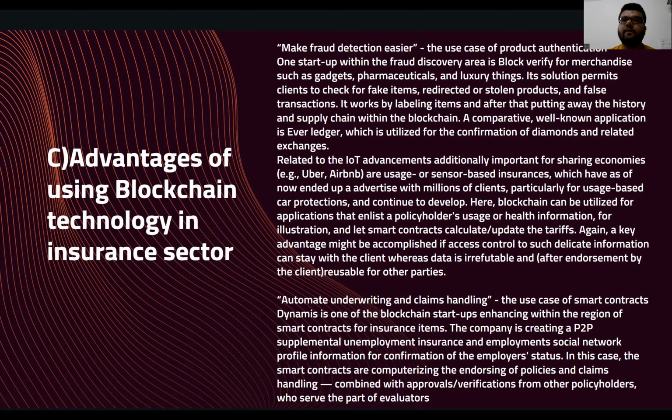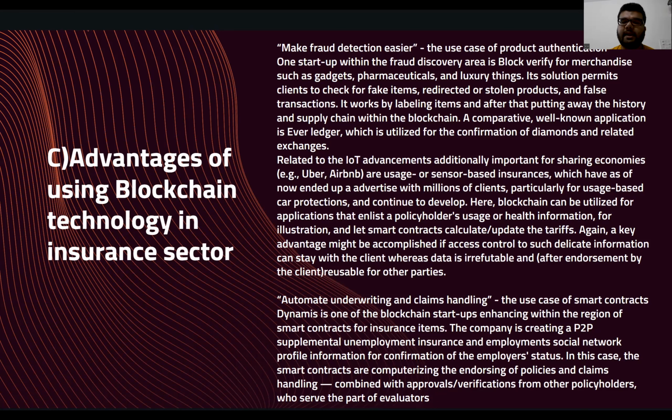Make fraud detection easier. The use case of product authentication. One startup within the fraud discovery area is Block Verify, for merchandise such as gadgets, pharmaceuticals, and luxury items. Its solution allows clients to check for fake items, diverted or stolen products, and false transactions. It works by labeling items and then storing the history and supply chain within the blockchain. A comparable well-known application is Everledger, which is used for the verification of diamonds and related transactions.